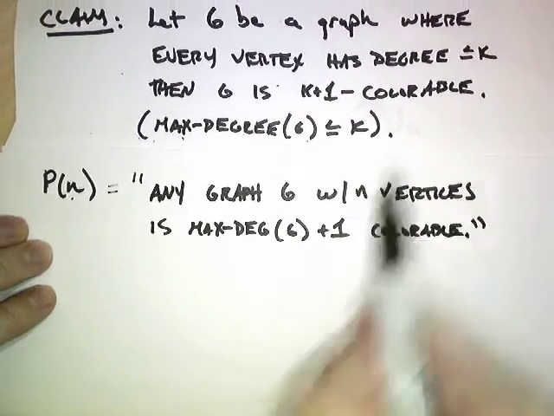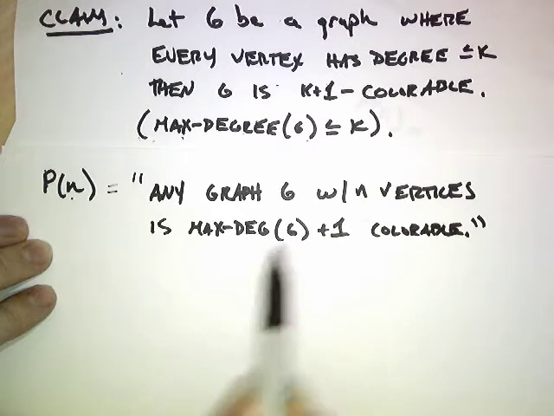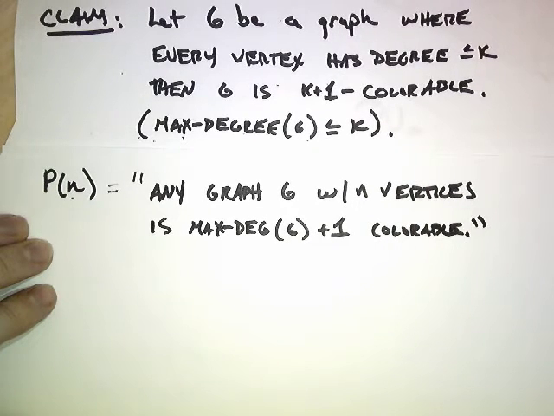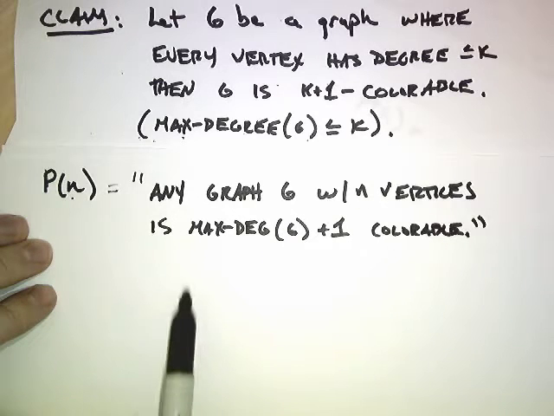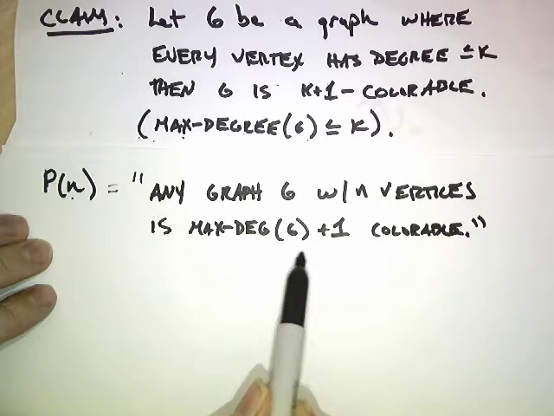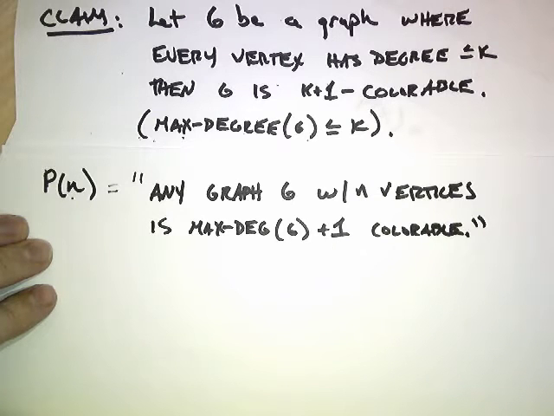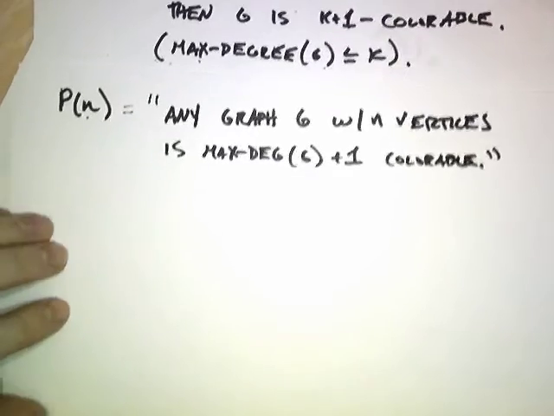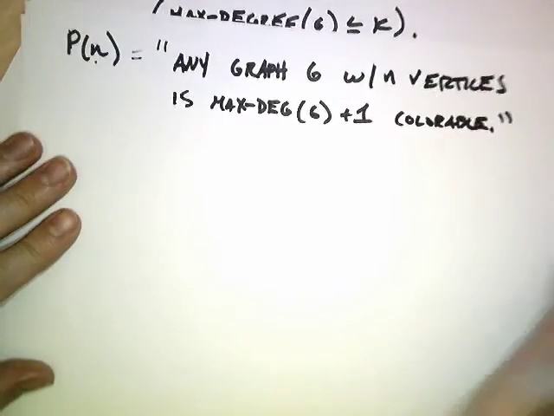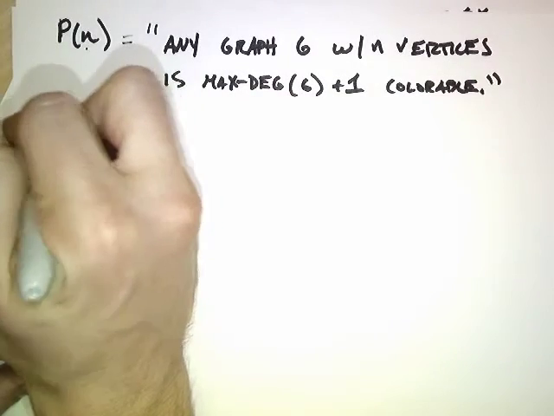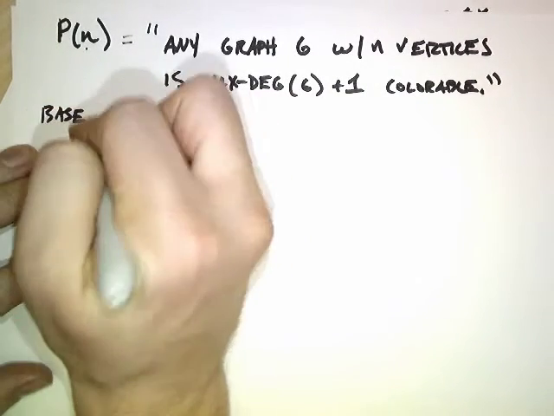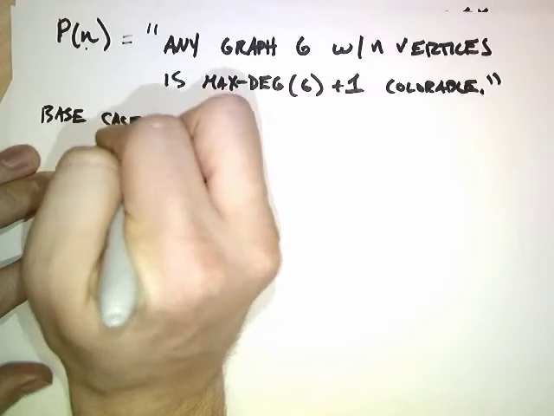Last time we were doing induction on k, the degree. This time I'm doing induction on n, the number of vertices. And this is what we want to prove. We want to show that for any graph with n vertices, you look at its maximum degree, you add 1, and it's max degree of G plus 1 colorable. Okay, just move this up. So the base case, I'm going to leave to you. It's very simple.